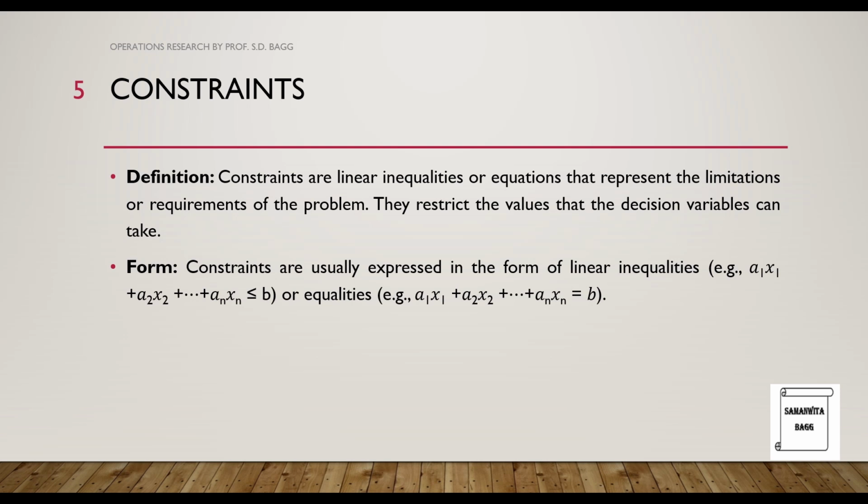Form: constraints are usually expressed in the form of linear inequalities. Example: you can have a1 x1 plus a2 x2 plus n number of terms up to an xn, and this will be say less than equal to b. So this is a form of inequality because you have not taken the equal sign over here. And if you are talking about equalities, this equation will now be equal to b. You can see here it is equality because we have used the equal to sign. So you can have constraints not only in the form of less than equal to, you may also have them in the form of greater than equal to.